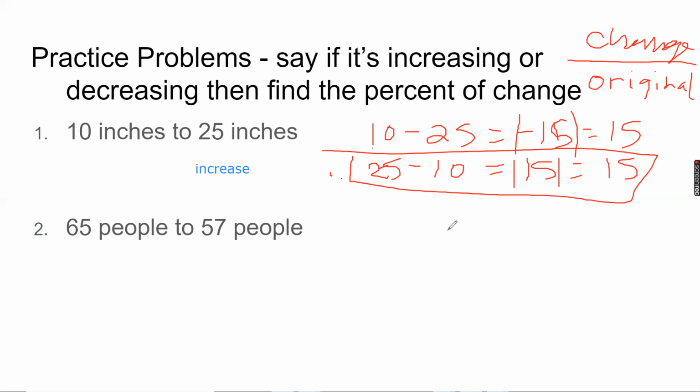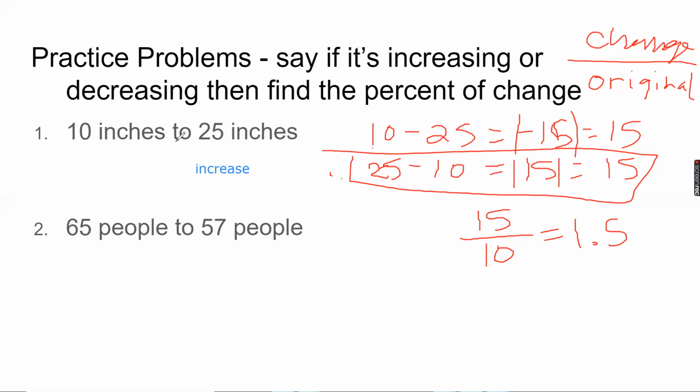And so that's going to be the change. That's the numerator of our problem. And then that's going to be over the original. So this one is the original because that's what we started with. And this one's going to be our new one because that's what it changed to. So 15 over 10 is going to go in our fraction. We're going to divide those two numbers. 15 divided by 10 is going to give us 1.5.